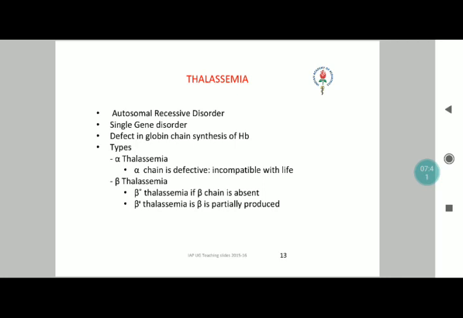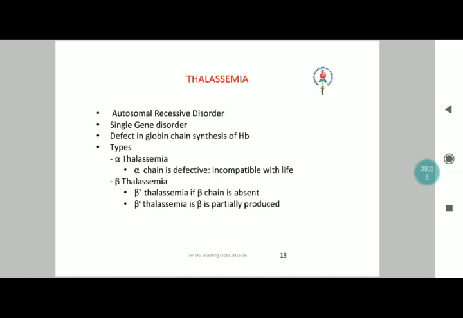Now, briefly about thalassemia. Thalassemia is an autosomal recessive disorder, which is a single gene disorder and is because of a defect in the globin chain synthesis of hemoglobin. We subclassify the types of thalassemia into alpha and beta. Alpha thalassemia is because of a defect in the alpha chain and it is completely incompatible with life. So, surviving is next to impossible with alpha thalassemia.